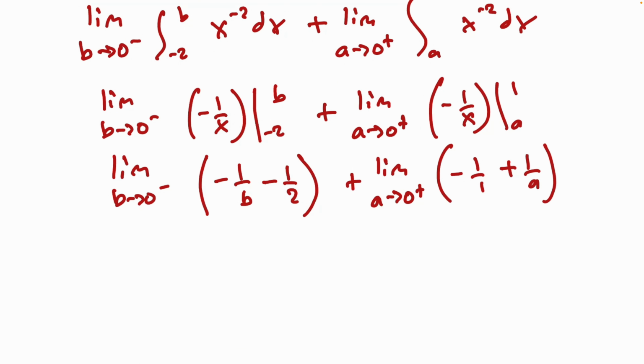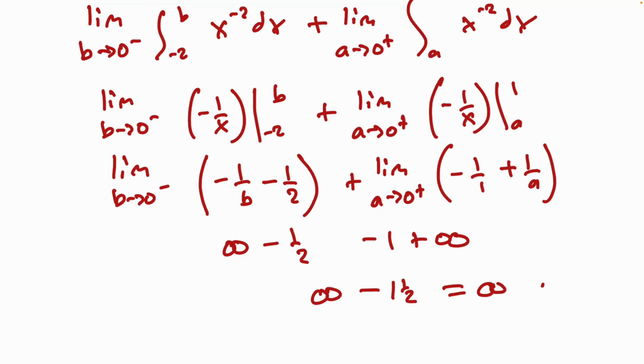Whenever we plug in 0 from the left side, that's a negative number getting very close to 0. Negative over negative makes positive. 1 over a very, very, very small number is positive infinity. Then we have -1/2. Then we have -1. And then 1 over a very small decimal gives us positive infinity. So we have a couple of infinities. Just make it infinity. -1.5 doesn't matter. It stays infinity. And that one diverges as well.